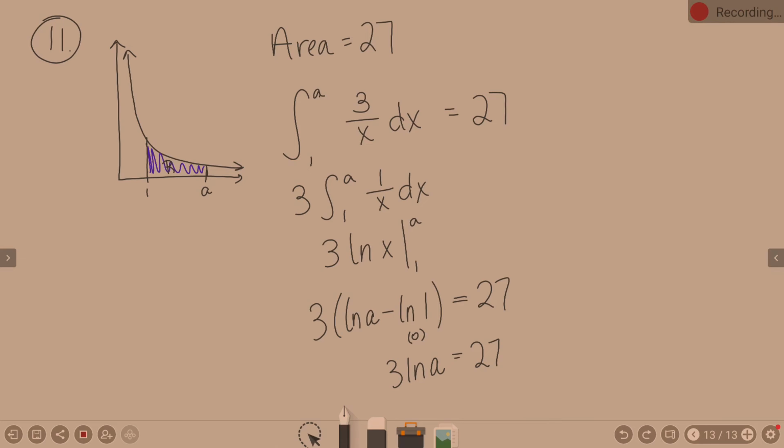We need to do something with the 3 first. Life will be easier if you divide by the 3. So if we divide by the 3, now I have natural log of a is equal to 9. And then I would go left, right, middle, because e to the 9th is equal to a. Or in other words, a is e to the 9th.